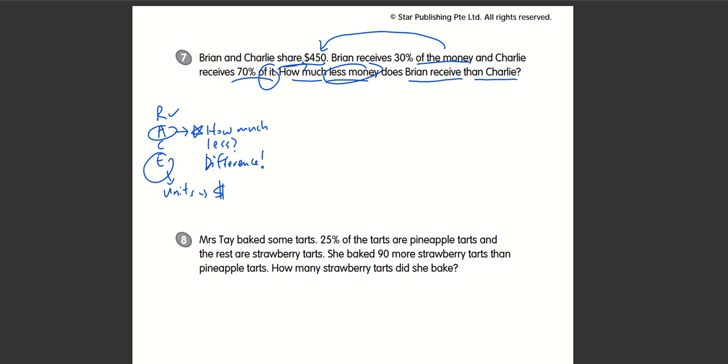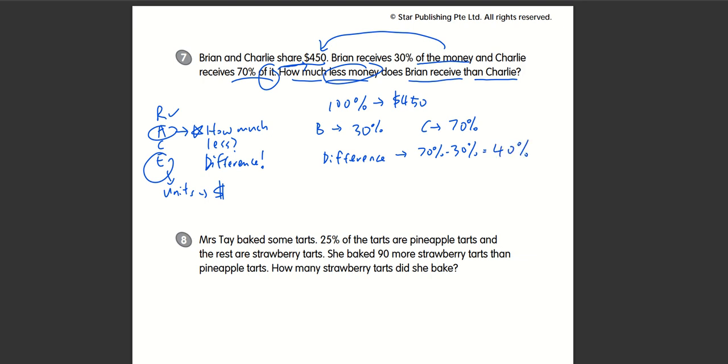Okay, so here, out of the amount of money we have 100%, all of the money is $450. In this case, Brian's 30% and Charlie is 70%. I'm looking for the difference, that is how much less money between Brian and Charlie. That would be 70% minus 30%, which is a 40% difference.